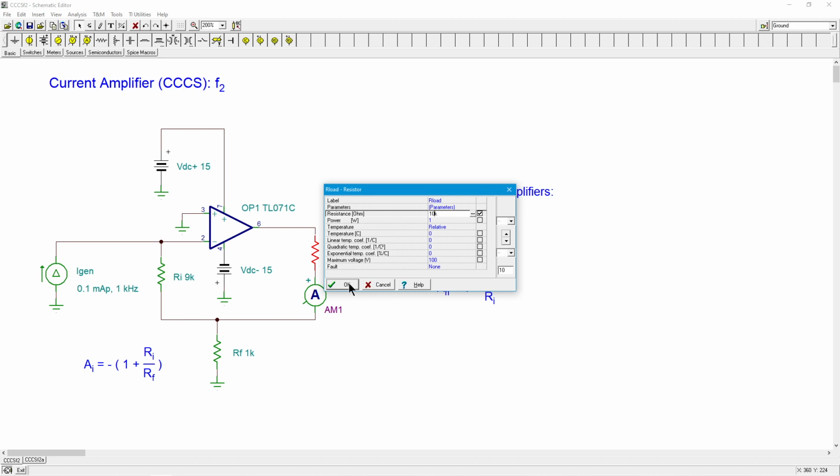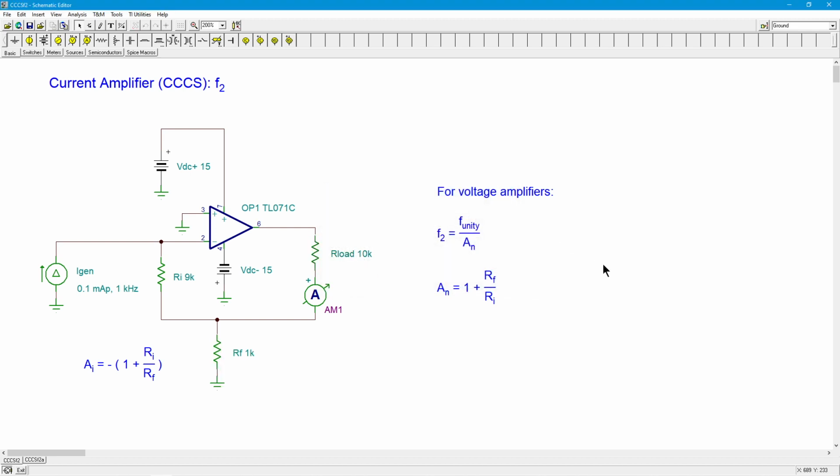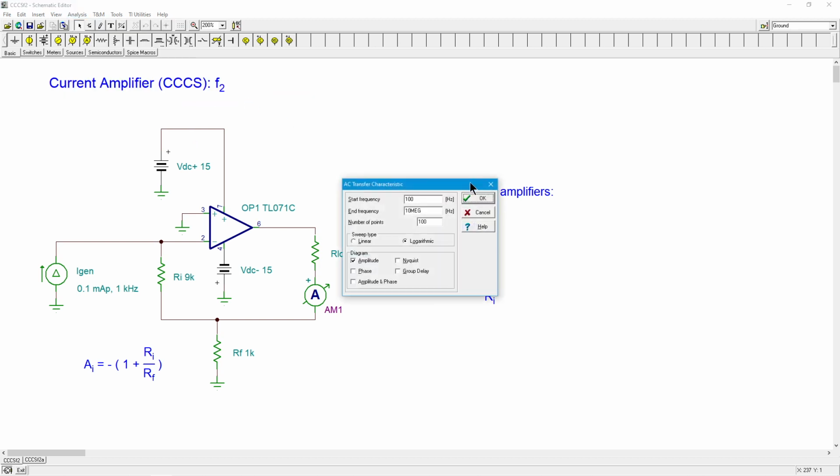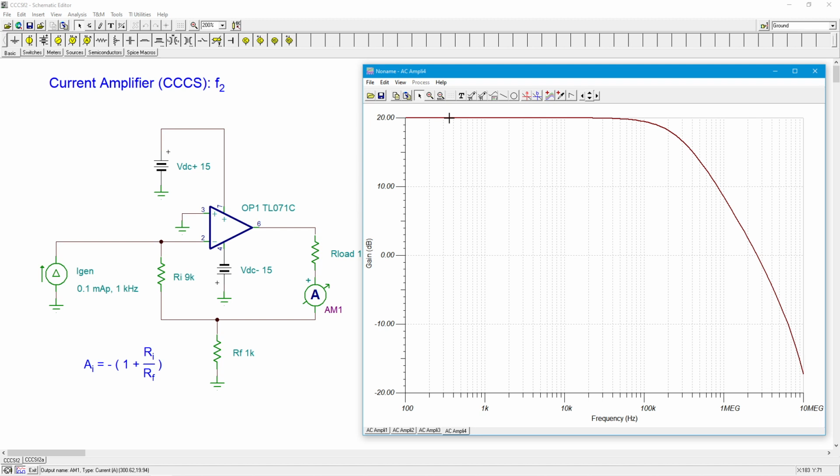So I'll make that 10K. Now, again, my gain is still 10, right? It's still 20 dB, but I've increased my R load considerably now. So now it's 10 times bigger than RF. Let's see what happens. Will this trend continue? Will the F2 continue to decrease? Will this continue to narrow? Still have the 20.